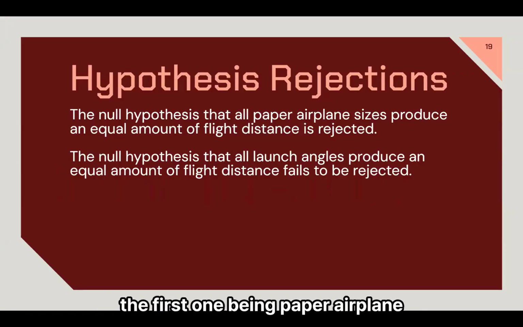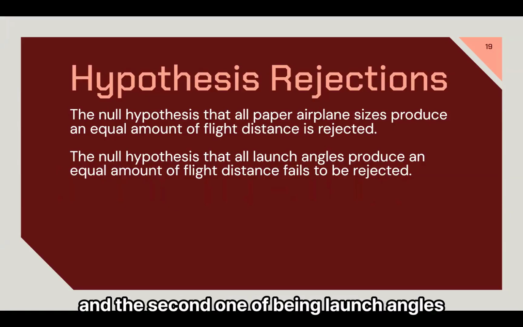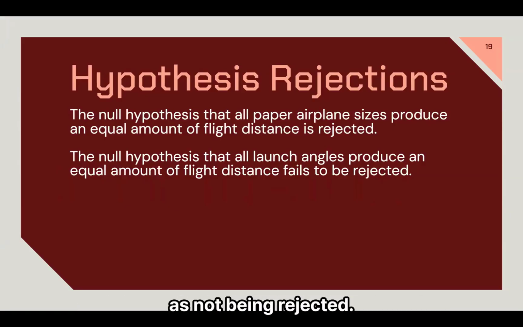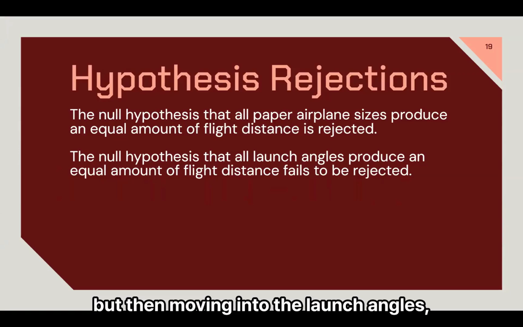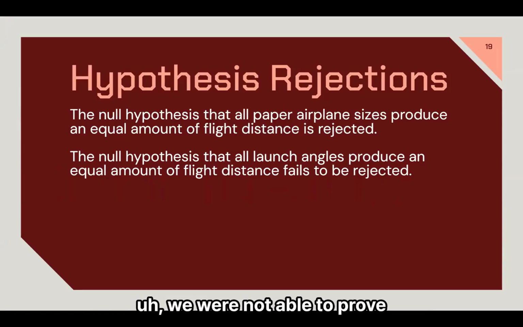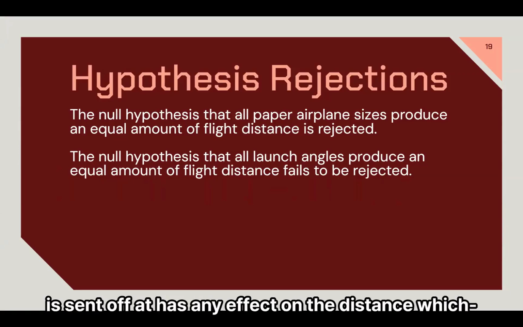we were able to determine the result of both of our null hypotheses. The first one, paper airplane size, was rejected, and the second one, launch angle, was not rejected. So in this case, we did find that the size of the paper airplane does have a positive correlation with the flight distance. But moving into the launch angles, we were not able to prove that the launch angle at which the plane is sent off has any effect on the distance which it flies.